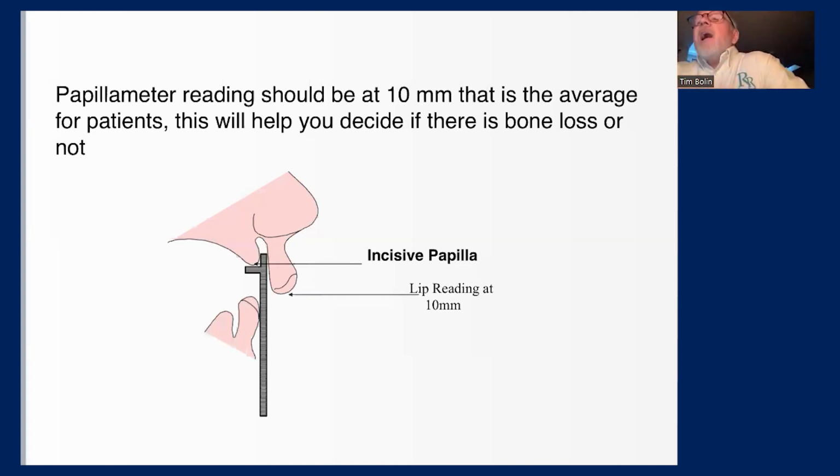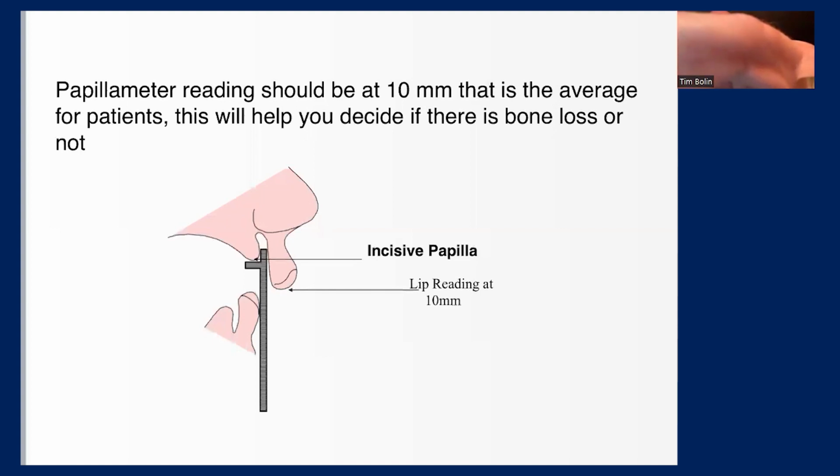And this will help decide if there is bone loss or not. If we get a reading of 14 millimeters, we would postulate that we've got about 4 millimeters of bone loss with the case, 12 millimeters, 2 millimeters of bone loss. If that's the case, we have to compensate for that bone loss. So when we deliver our bite blocks, we have the proper F point with the case.